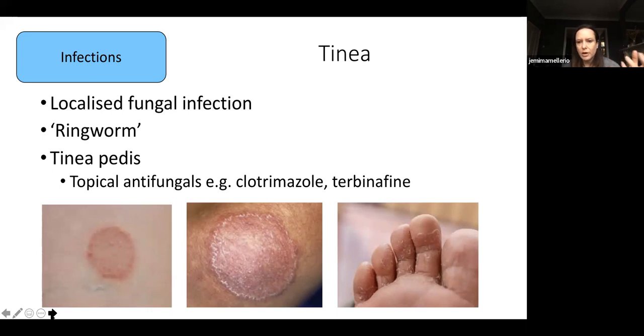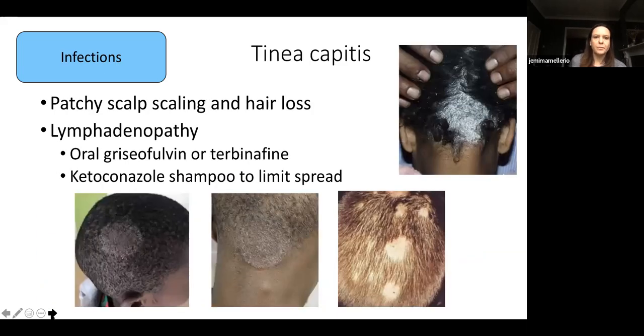Tinea pedis is where it affects the feet, and typically you can get some peeling and flaking in the toe webs that can become more extensive over time. You can get the same kind of appearances on the hands as well. And usually just topical antifungals, things like clotrimazole or terbinafine, will be adequate to switch that off.